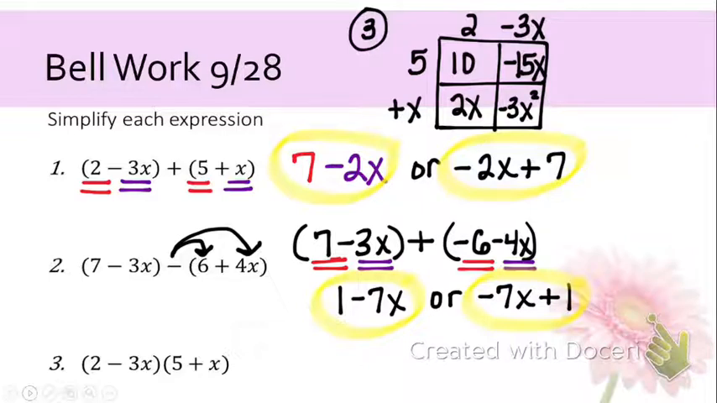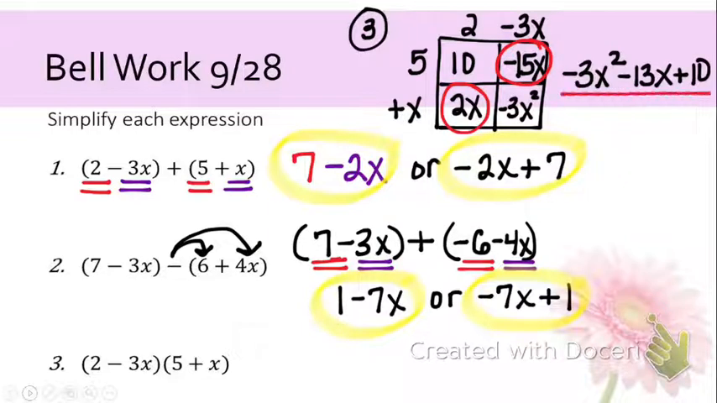So now we're going to take it out, starting with the highest exponent, which would be negative 3x squared. Now these are like terms, so we can add these together. And when you add them together, that would be negative 13x and then plus 10. And that would be your final answer to number 3. Go ahead, take out your reveal books and go to page 162.